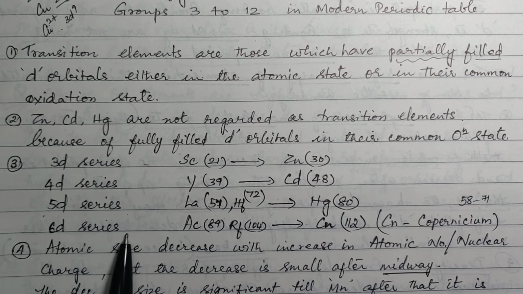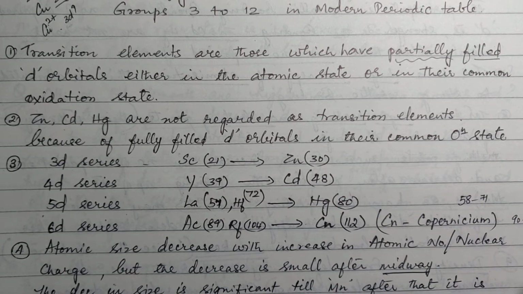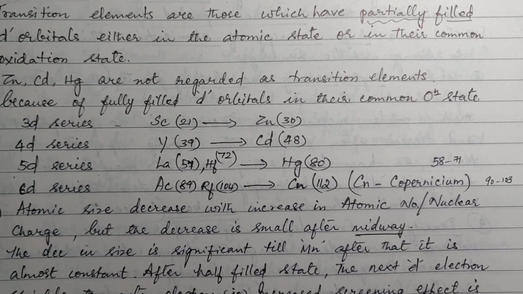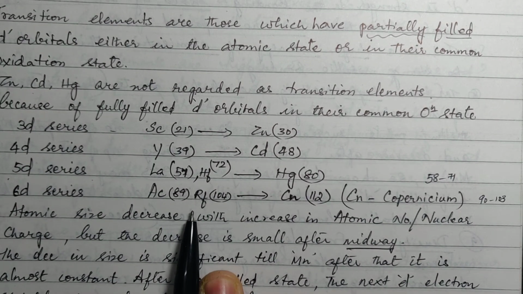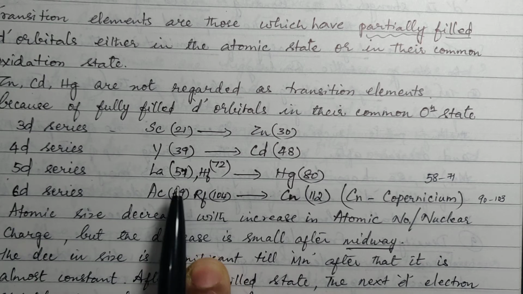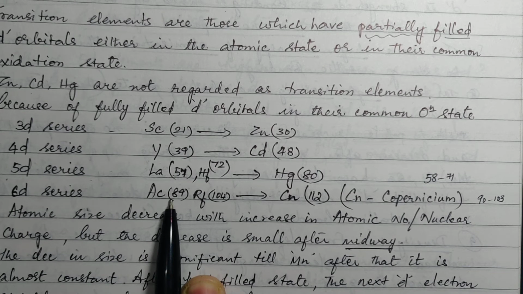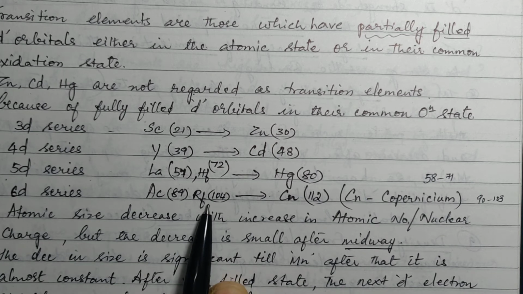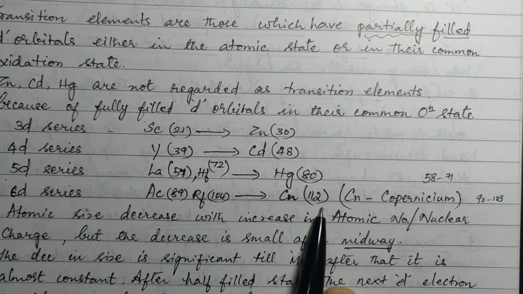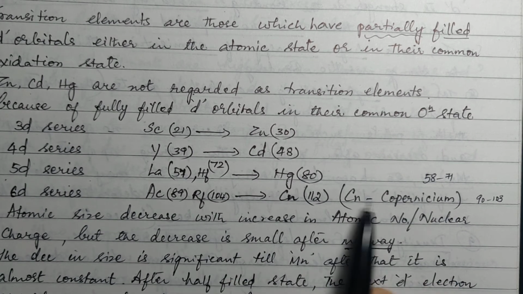Then 6d series, again you have actinium, which is 89, and again between 90 to 103 you are not having here, and they are placed as f block elements below lanthanoids. Elements following lanthanum are called lanthanoids. Elements following actinium are called actinoids. They are not placed in this series. So that is 104 to 112, that is copernicium. Rutherfordium to copernicium.